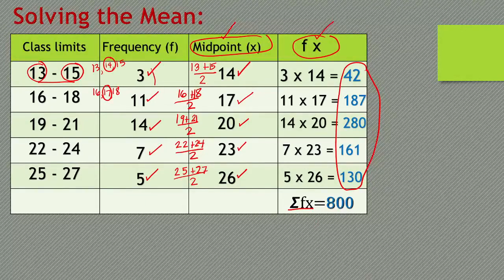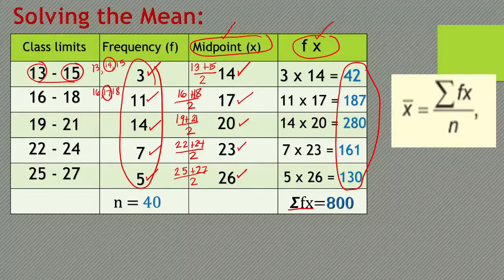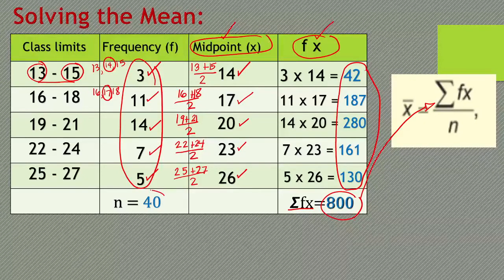Step number 5. Add all the frequencies. So what is 3 plus 11 plus 14 plus 7 plus 5? 40. So n is equal to 40. So let's go to our formula now. Substitute this over here. Substitute 40 over here.